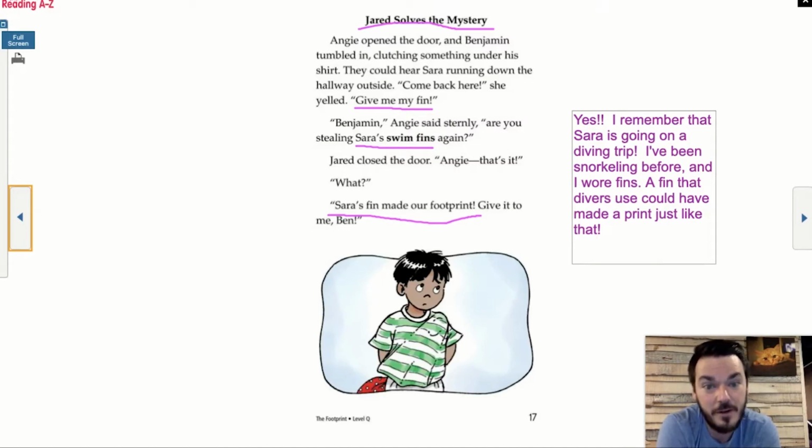Jared closed the door. "Angie, that's it." "What?" "Sarah's fin made our footprint." "Give it to me, Ben." Yes, I remember that Sarah was going on a diving trip. From my background knowledge, I've been snorkeling before and I wore fins on my feet. A fin that divers use could have made a print just like that.